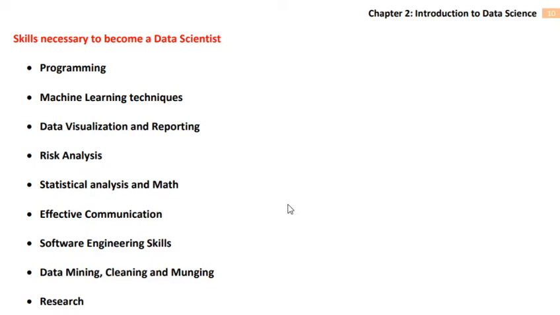Okay. And then we have data visualization and reporting. This is a very essential skill because unless you have a sound ability to report and to visualize data, no matter how good your analytical abilities are, if you cannot express, then it would be very difficult for you to communicate to the relevant stakeholders. So this is very much important. So data visualization and reporting.